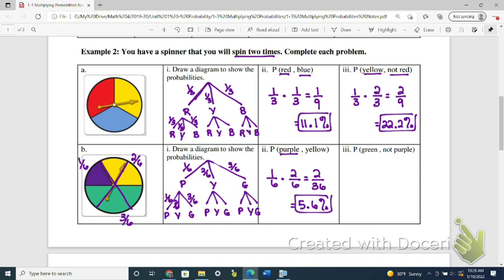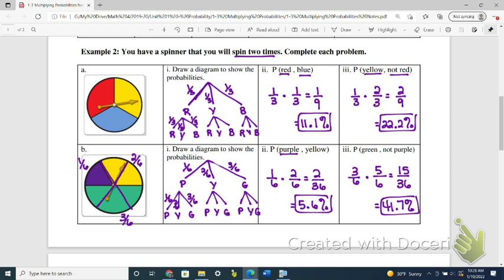3 is green and not purple, so green is 3 out of 6. Not purple is anything but purple, so that's yellow or green, which is 5 out of 6. So it's 15 over 36, which is 41.7%.